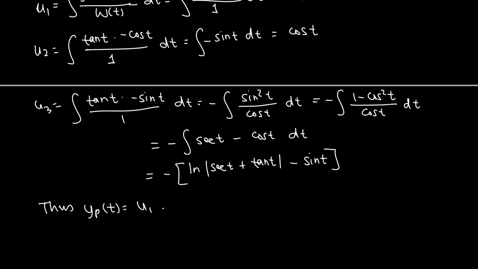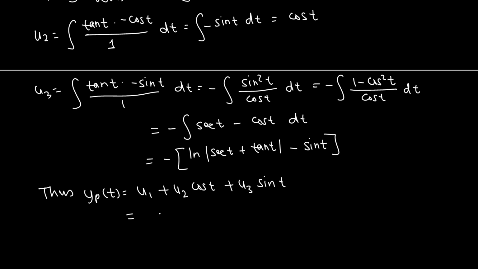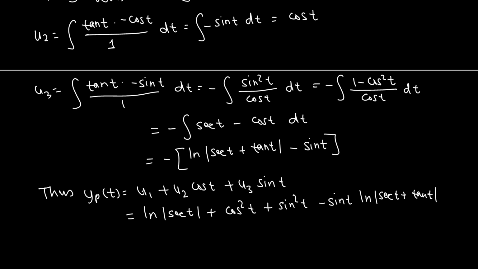If you recall correctly, that was u1 plus u2 cosine t plus u3 sine t, and we just found u1 is natural log of secant t. This is natural log of secant t plus u2, that's cosine t, and times cosine t, that becomes cosine square t, plus u3 times sine t. So this one times sine t, so minus plus sine t, we are multiplying by sine, so sine square t minus sine t times natural log of secant plus tangent. Okay, so this is a particular solution, and yp plus yc will be the whole solution.